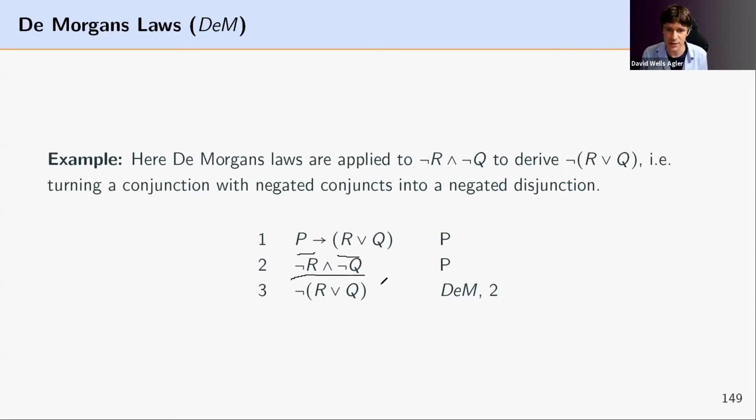And when we're doing this, we're saying, I'm going to take this conjunction and I'm going to turn it into a disjunction. I see that both of those conjuncts are negated. It's not R, it's not Q. And so I can transform it with a formula that says the same thing. It's saying the exact same thing, it's just saying it in a different way. And the rule that allows you to do that again is DeMorgan's laws, DEM. And we use it on line 2.